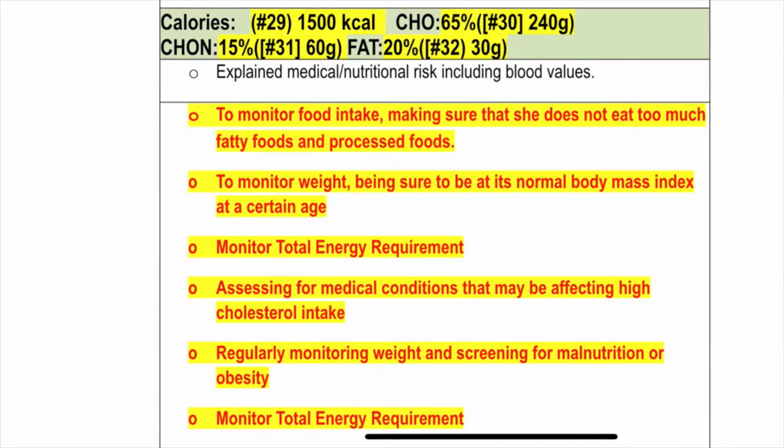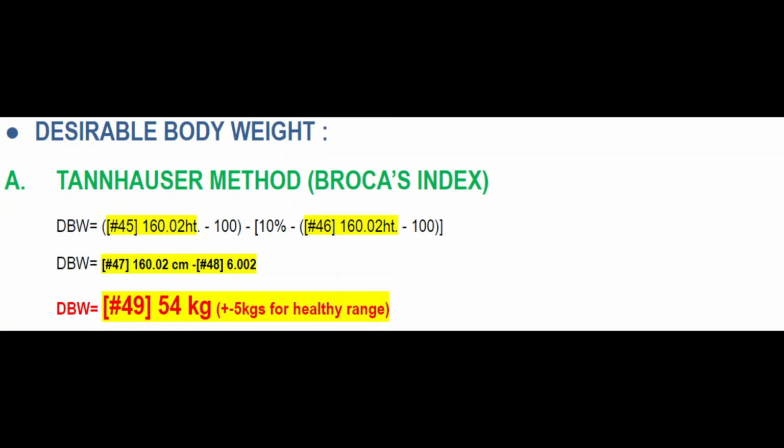So for the nutrient prescription, desirable body weight using the Tannhauser method or Broca's index. Desirable body weight is the height, 162.02, minus 100, minus 10%. So the DBW equals 162.02 centimeters minus 100, minus 6.002. The desirable body weight is 54 kilograms, plus or minus 5 kilograms for a healthy range.